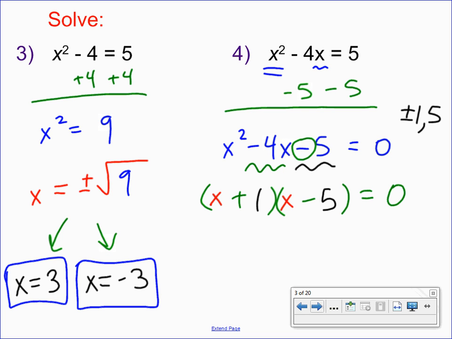Positive, negative, respectively. So it looks like we've got x plus 1 and x minus 5. That makes an outer of negative 5x, when combined with an inside product of plus 1x, sums to give me the negative 4x. Thank you, Mitch. That's perfect.